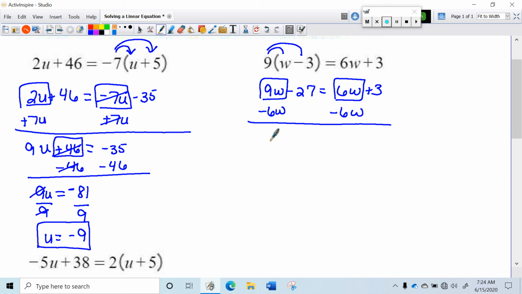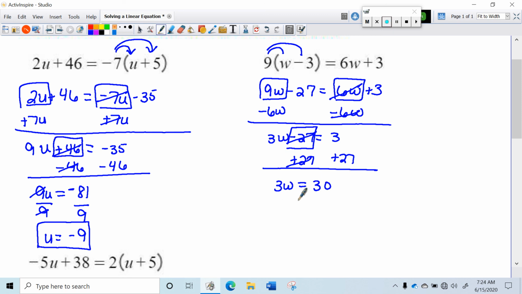So 9 take away 6, I have 3 w's minus 27 equals opposites cancel, 3. Now I want to get the w by itself, so I've got to get rid of the negative 27. The opposite of negative 27 is positive 27. So I'm going to add 27 to both sides. Bring down the 3w. Opposites cancel. Bring down the equal. 3 plus 27 is 30. This is stuck together, so it's being multiplied. 3 times w. The opposite of times is divide. So you divide by everything that's stuck to your variable. Top cancels with bottom. W equals 30 divided by 3 is 10.